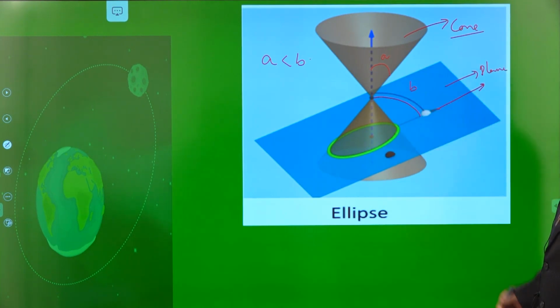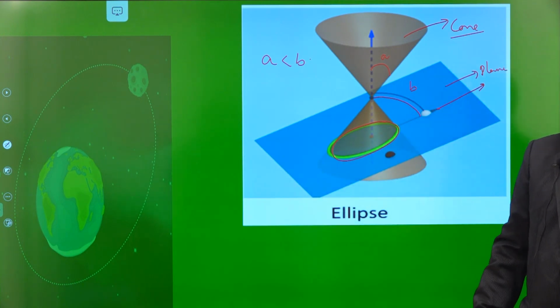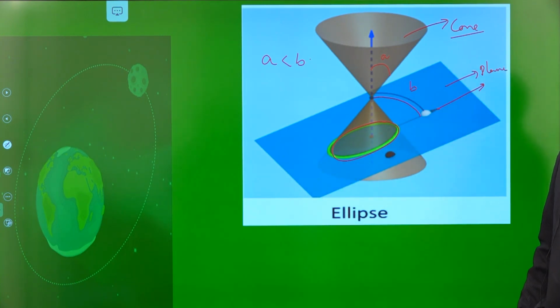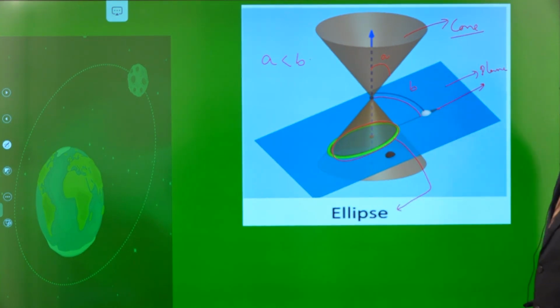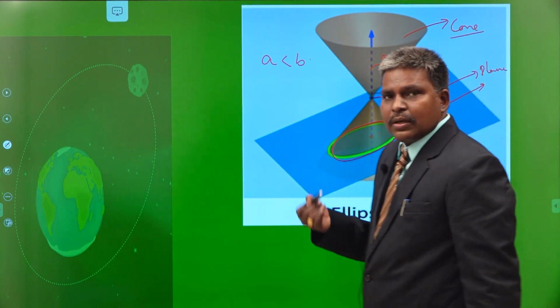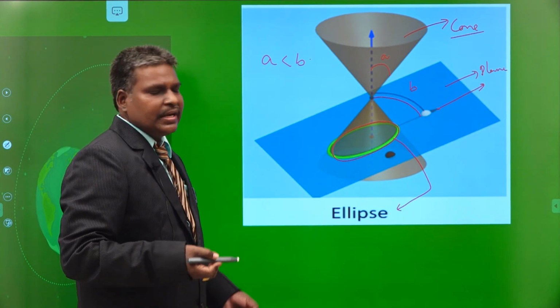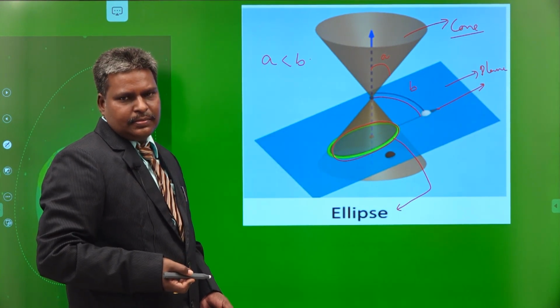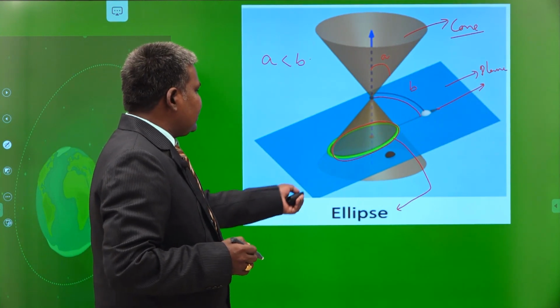In this case, we obtain this type of conic section, or simply conic. This 2D figure is called an ellipse. So, if A is less than B, we obtain the conic called an ellipse. In this case, we obtain an ellipse as shown in this. So we discussed two cases. One is the parabola, the other one is the ellipse.